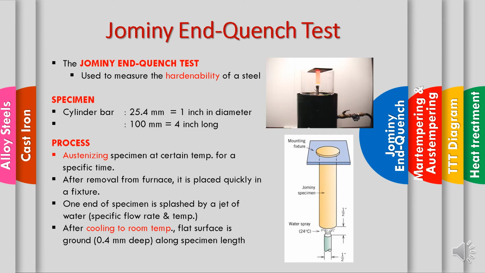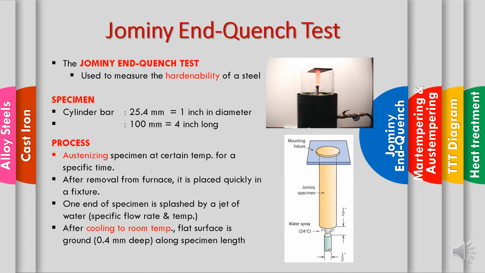Okay, basically the Jominy end quench test is used to measure the hardenability of steel. So the process basically uses a standard specimen, a cylindrical bar of 25.4 mm, basically 1 inch in diameter, and 4 inches long.